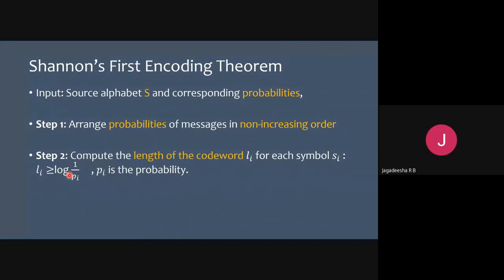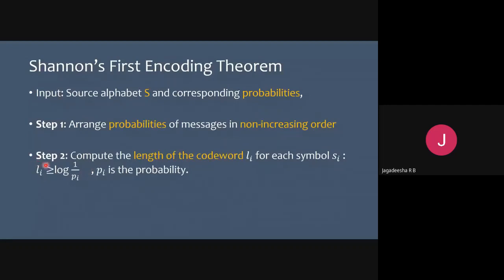In this course, we will use log base 2 unless I specify otherwise. So log 2 of 1 by pi, we can easily compute. You get a value here. Maybe log 2 of 1 by 0.4. What's the value? Maybe it is 1.7. I don't know, just saying 1.7. Assume it as 1.7. Then what's the length of the code word Li?